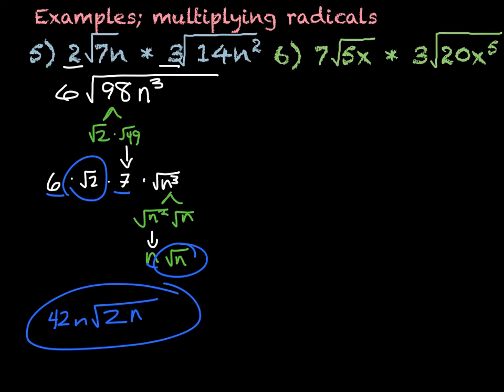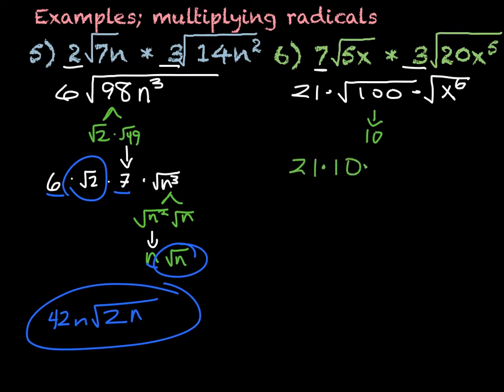And the next one, we have to multiply the outside. 7 times 3 is 21. And multiply the inside. Square root 5 times 20 is 100. X times x to the 5th is x to the 6th. So I'm just going to go ahead and split up those right now. So now the square root of 100 is just 10. So I have 21 times 10 times the square root of x to the 6th.